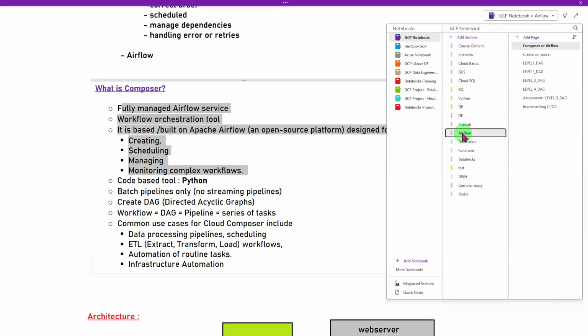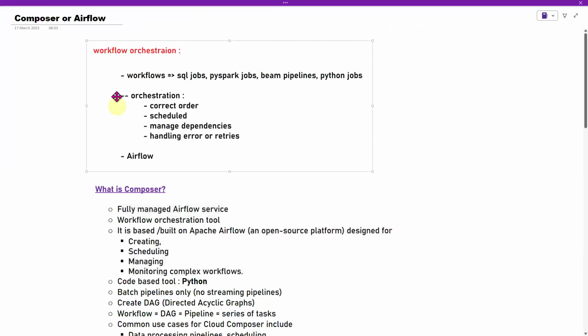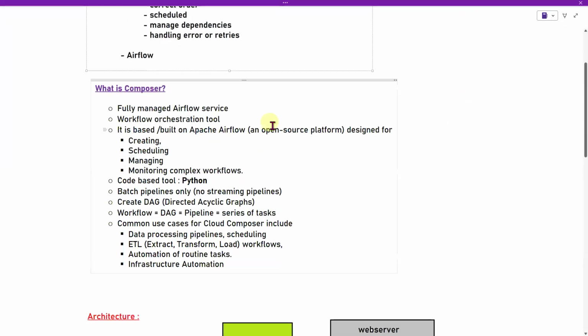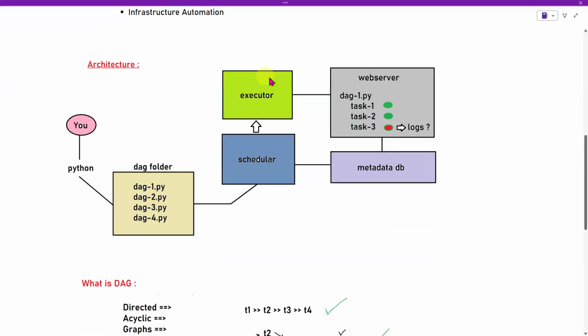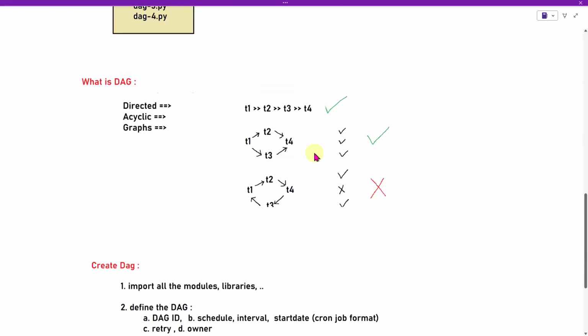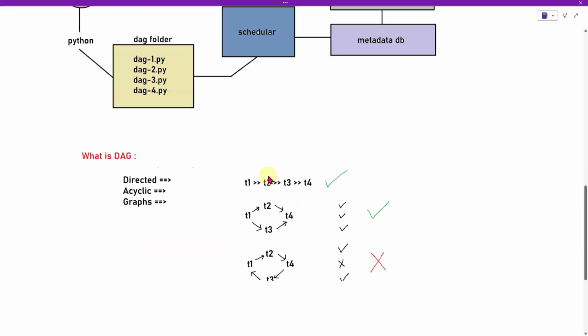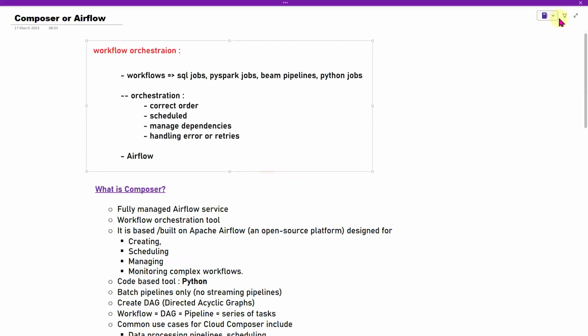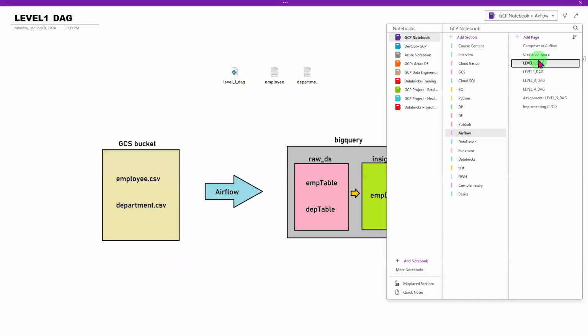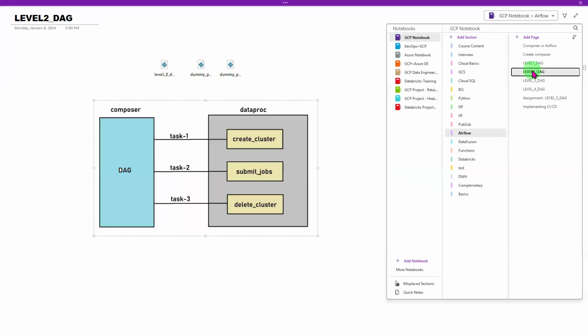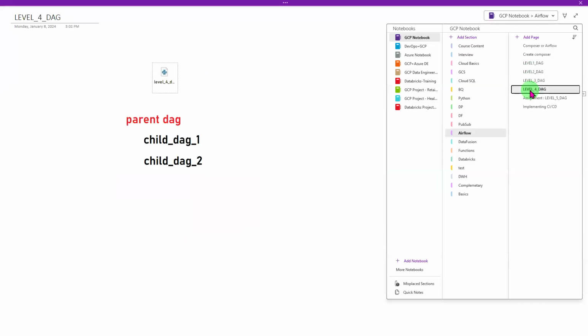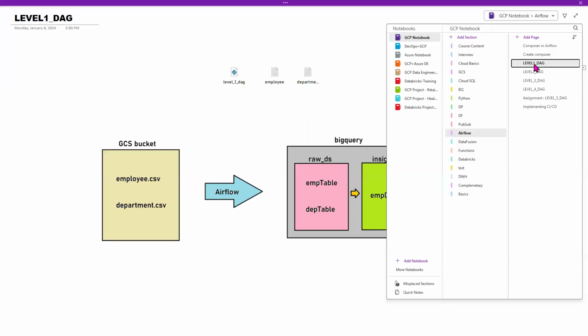And again, finally, Airflow. What is workflow orchestration? What is Composer? The architecture of Composer. What is a DAG? Creating the DAG, and cron job format. Level 1 DAG creation, level 2 DAG, level 3 DAG, level 4 DAG. These are all levels, you know.